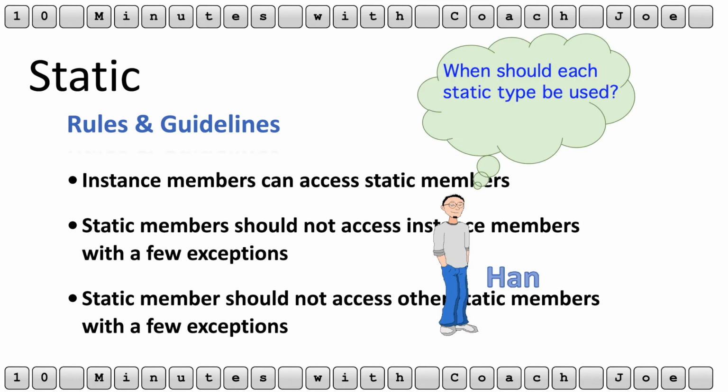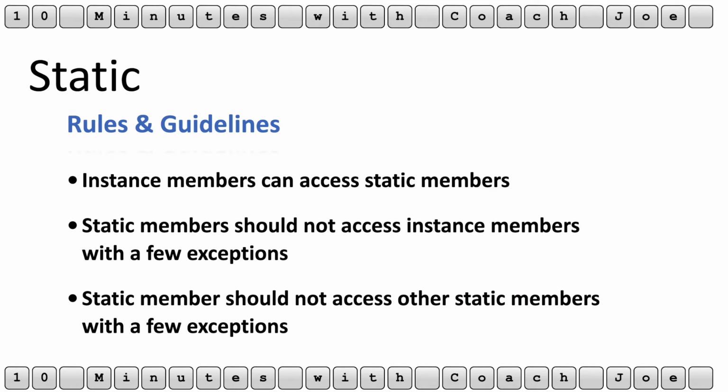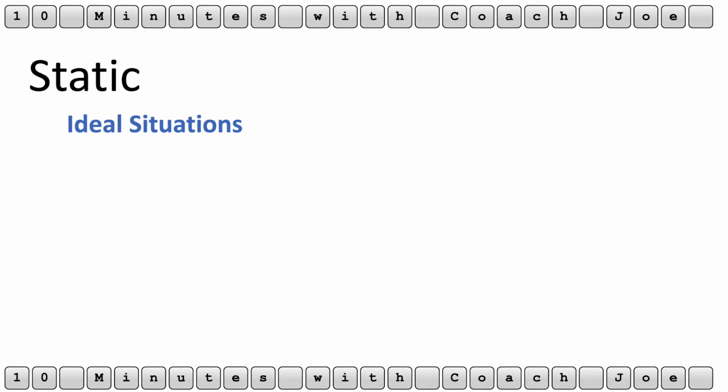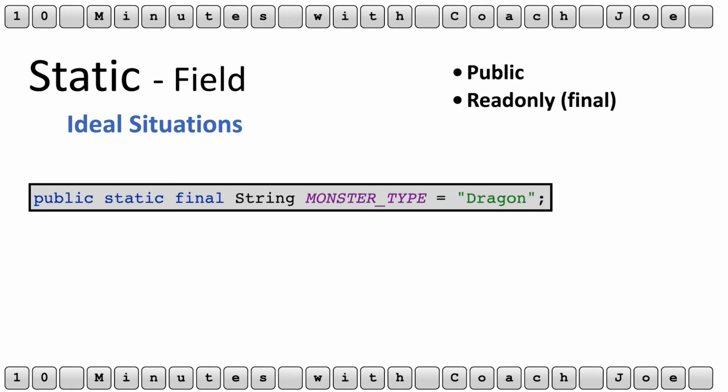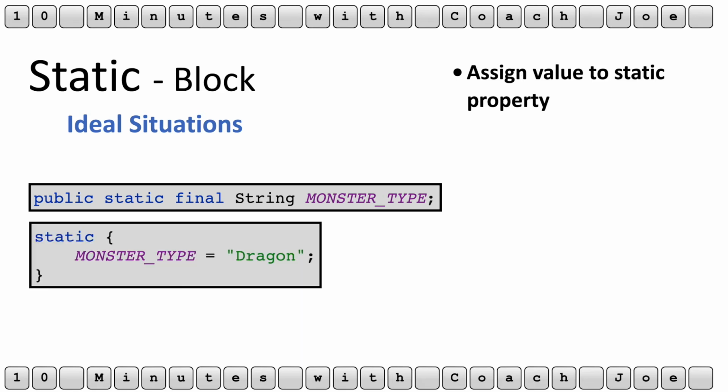Because static members can be available to all classes and objects, it's important to use them for good, not evil. Here are some good situations for using each static member type. Limit the use of a static field or property to a read-only value needed by many classes. This property will be public and final, meaning the value cannot be changed. Limit the use of a static block to the assignment of a complex value for a static property.